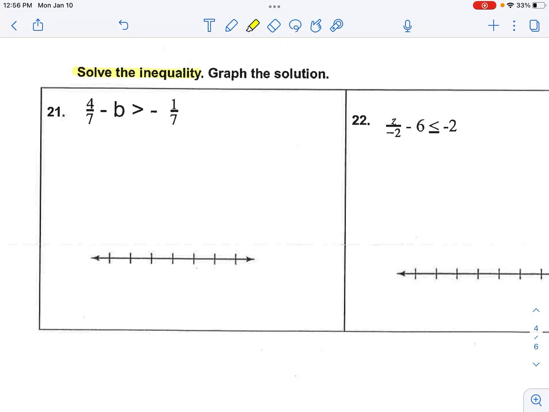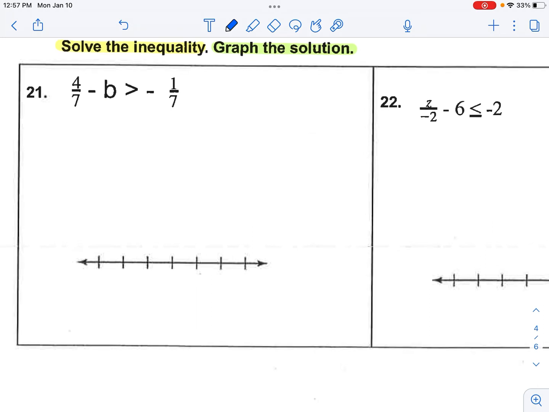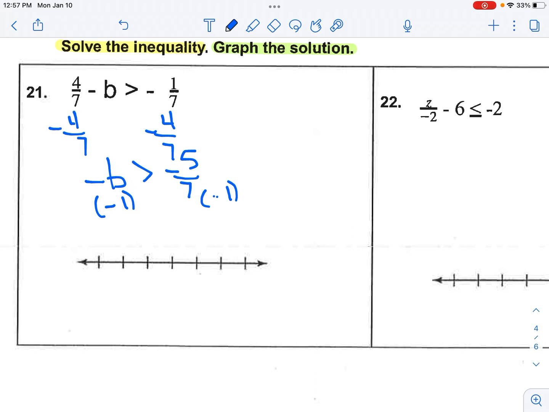Directions, directions. Solve the inequality and graph the solution. All right, 4/7 minus b is greater than negative 1/7. So first I'm going to subtract 4/7 from the left and from the right. Then I have negative b is greater than negative 5/7. Now remember, we've talked about how you cannot have a negative variable. So to get rid of that, you can multiply both sides by negative 1.